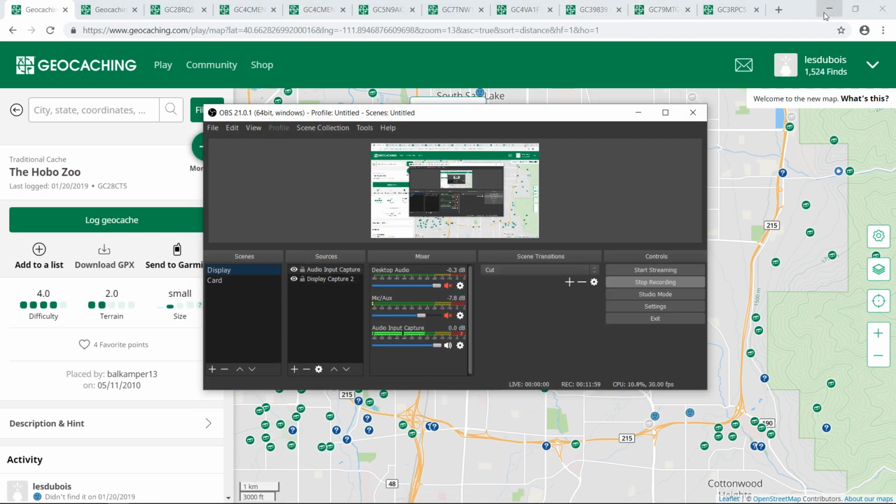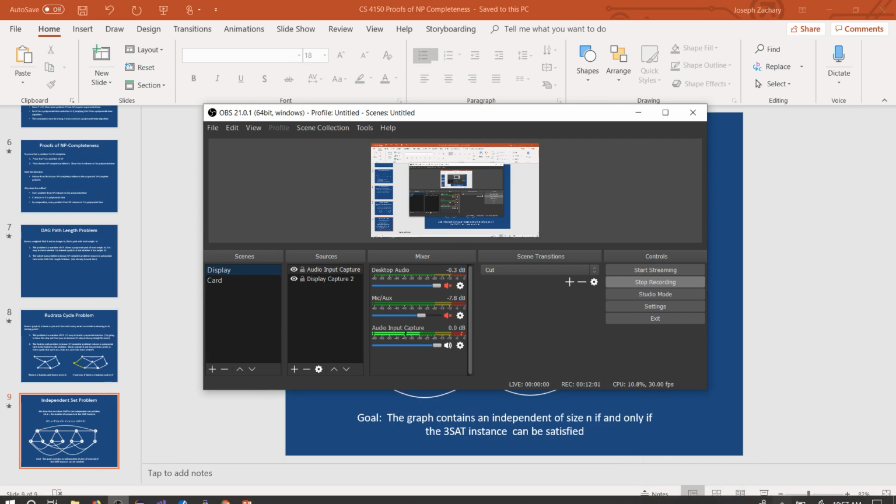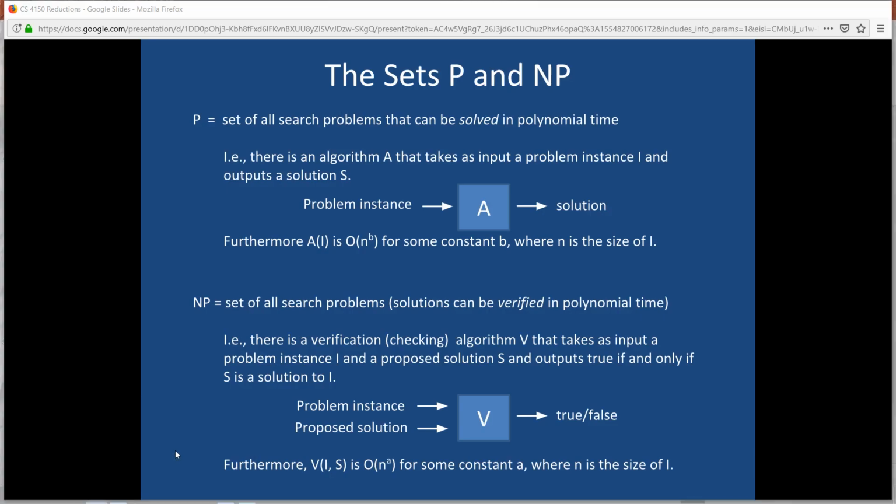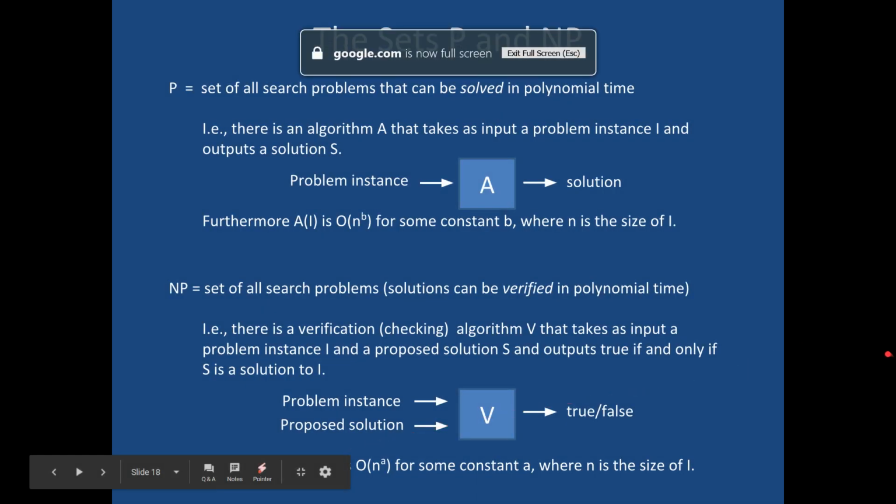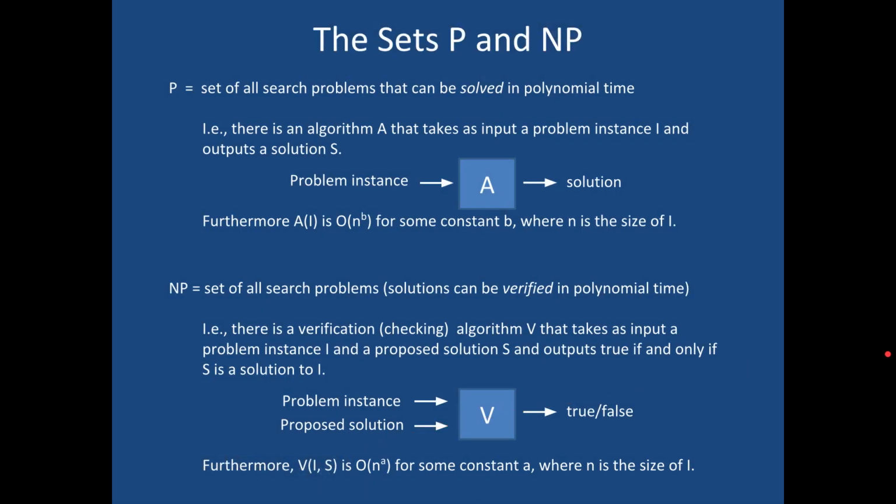Okay, I did start that. All right, back to this. This is what we were talking about last time. These two sets, P and NP.